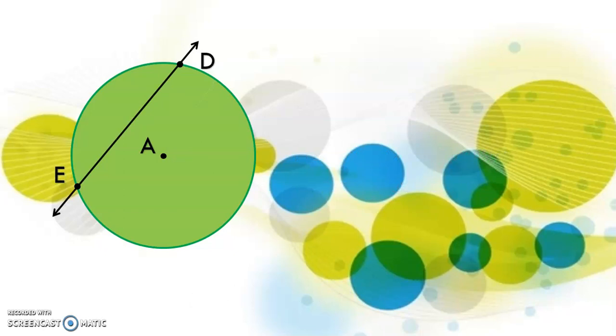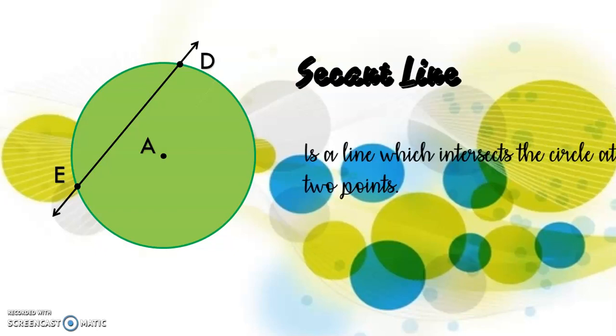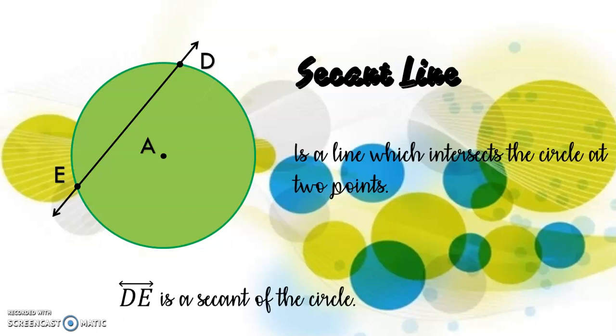Extending that line segment, a line is formed. And this line is called a secant line. And a secant line is a line which intersects the circle at 2 points. And line DE is a secant of the circle.